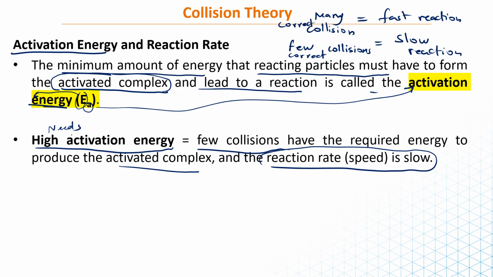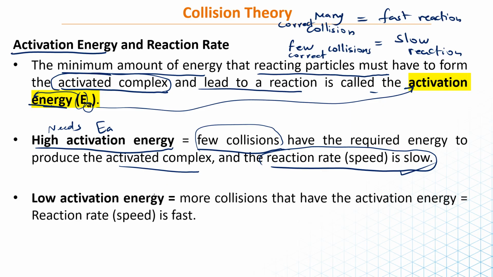فهو أنت لما يكون عندك activation energy EA very high, it means you need a lot of energy to make a correct collision. So only few collisions are going to happen. That's why the reaction speed is low. Now, if you need low activation energy, more collisions that have the EA are going to happen. يعني تصادمات كثيرة عندها طاقة كافية, لأنه الطاقة اللي تحتاجها المتفاعلات صغيرة, فكثير من التصادمات راح تحدث.